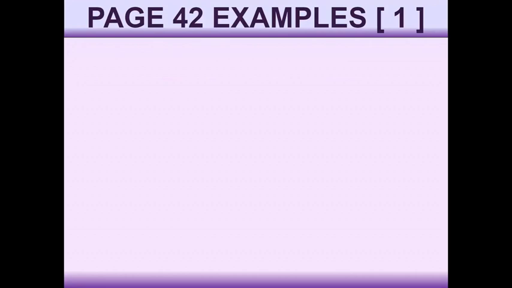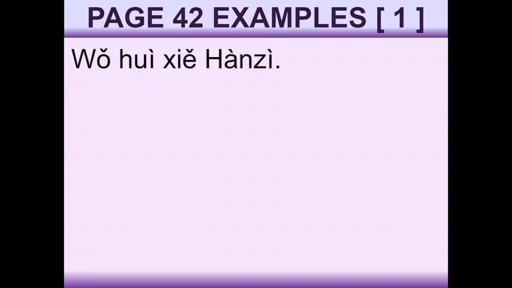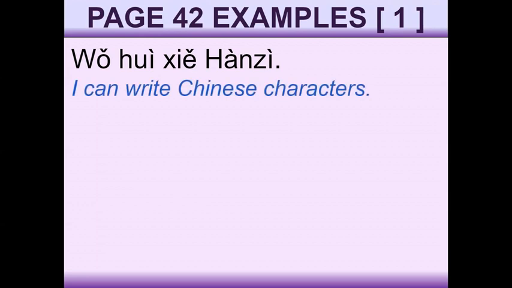On page number 42, you have some examples of this 会 verb. Okay? The first one, 我会写汉字. I can write Chinese characters.